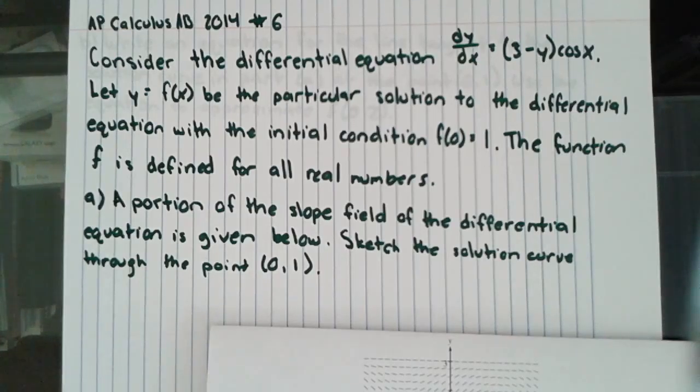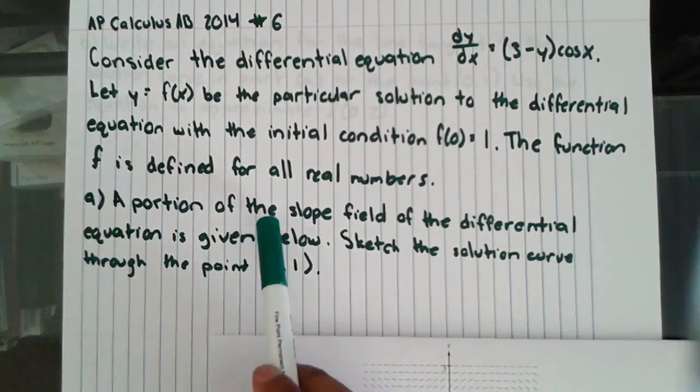Now that we've finished our review, we can finally start on our actual free response practice. So for the 2014 number 6, it says, consider the differential equation dy/dx equals (3 minus y) times cosine x. Let y equals f of x be the particular solution to the differential equation with the initial condition f of 0 equals 1. The function f is defined for all real numbers.